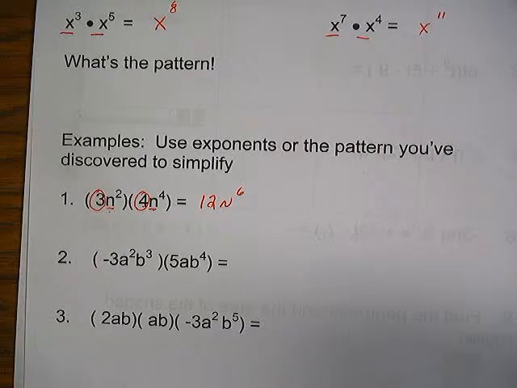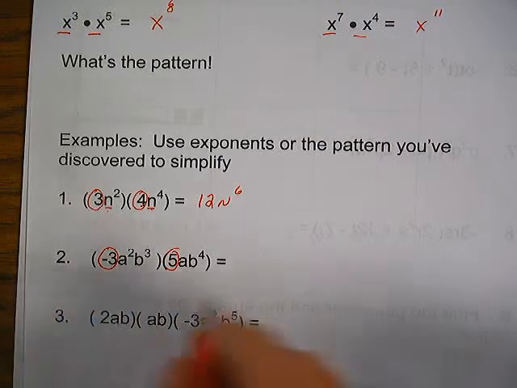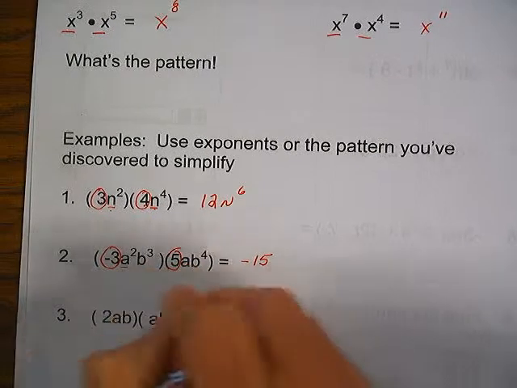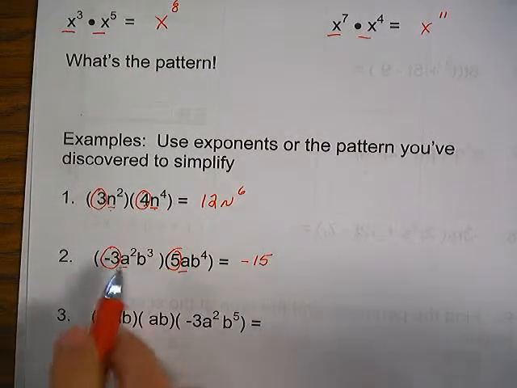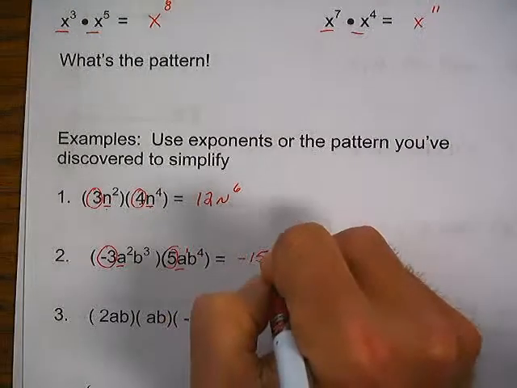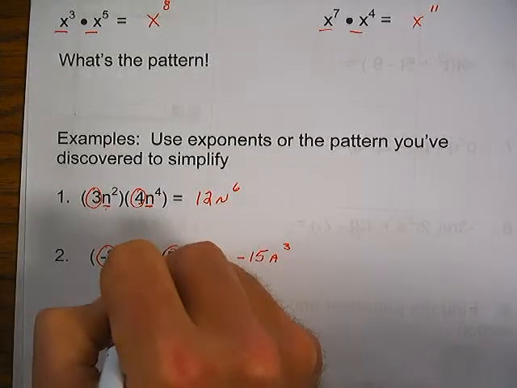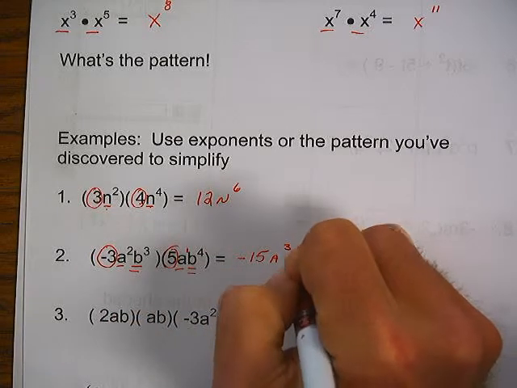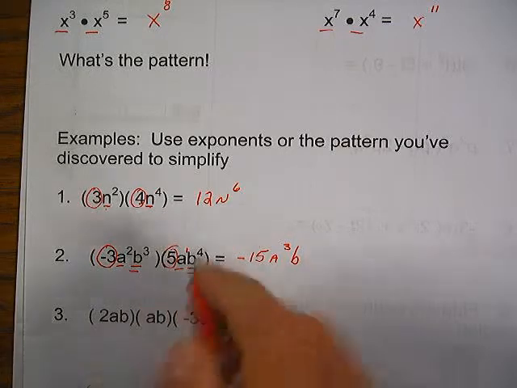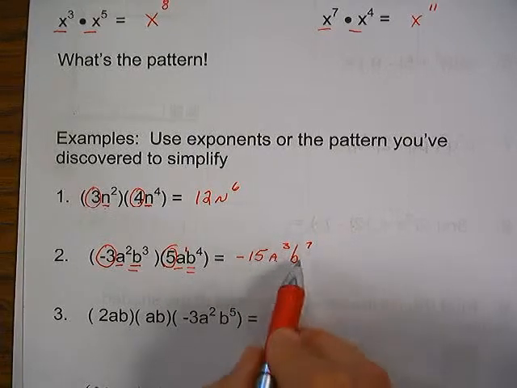Number 2, coefficients again. We have negative 3 times 5, which is negative 15. The first like base is a. We have a to the second and a to the understood first. So the like base is a, we add the exponents. 2 plus 1 is 3. Next like base is b. We have b to the third times b to the fourth. That would be b to the 3 plus 4 is 7. So we have negative 15, a to the third, b to the 7th.